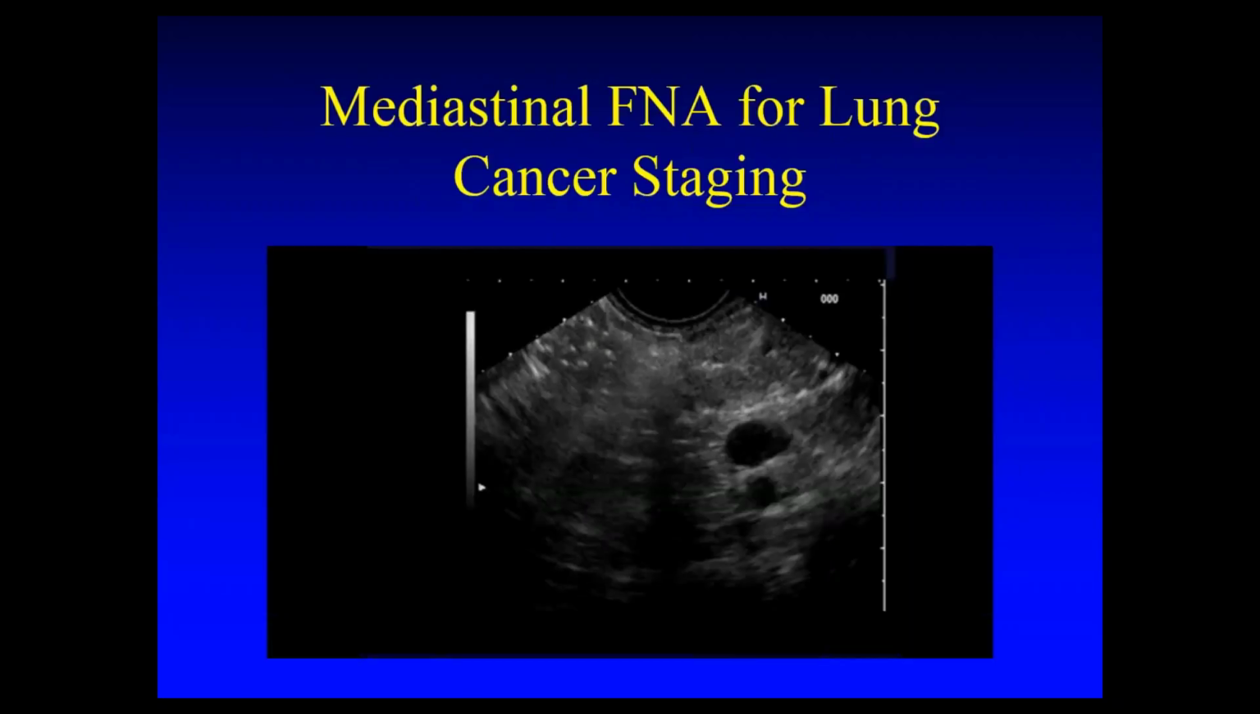This is an example of a lung cancer staging EUS examination. You see that, as I have mentioned, the left adrenal gland should be examined first. It has a little seagull appearance. This is the left atrium, the pumping structure. And between the left atrium and the pulmonary artery is the subcarinal region.